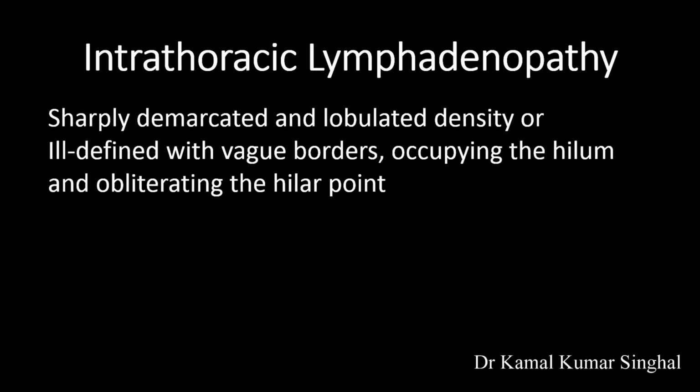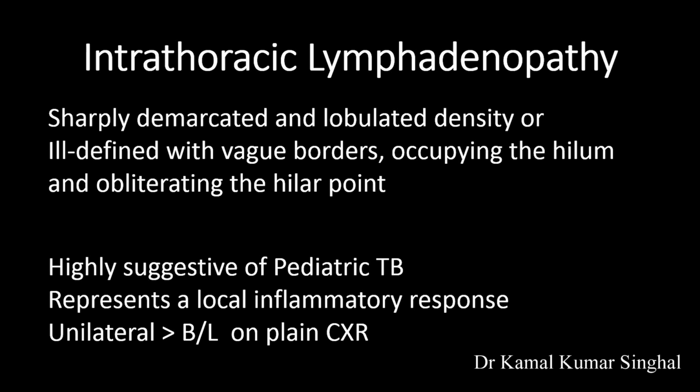Intrathoracic lymphadenopathy is seen as a sharply demarcated lobulated density, or it may be seen as an ill-defined density with vague borders. It occupies the hilum and obliterates the hilar point. It is considered highly suggestive of pediatric pulmonary TB, and it represents a local inflammatory response. Unilateral lymphadenopathy is more common than bilateral on a plain chest X-ray.